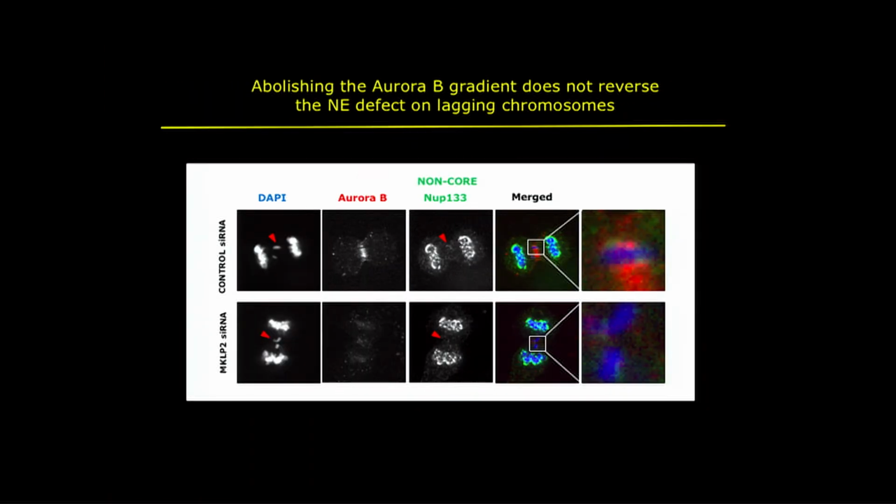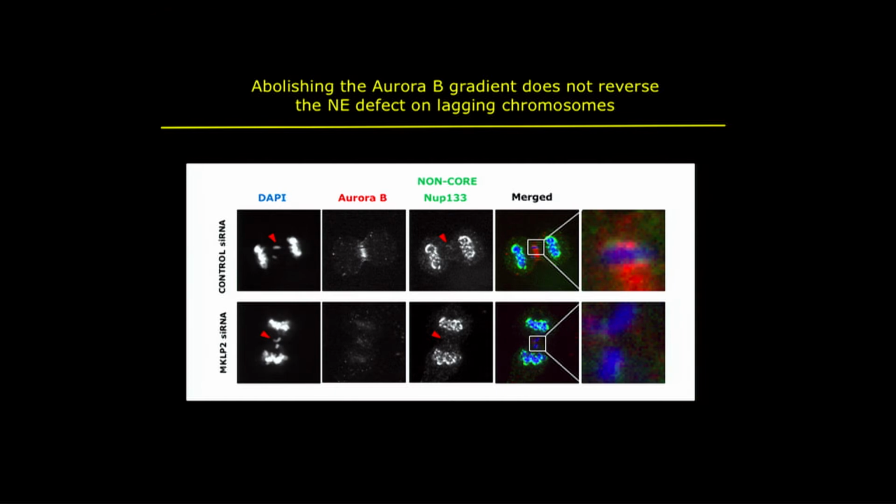And then we did experiments like this where we inhibited the motor that walks Aurora B from the main chromosome mass out into the middle of the spindle. That's shown here. If you knock down that motor, you can abolish the mid-zone localization of Aurora B, and in data that I'm not going to show you here, we can see that you completely flatten the Aurora B gradient. And when we do this, we still are not recovering the nuclear pore proteins on the lagging chromosomes.